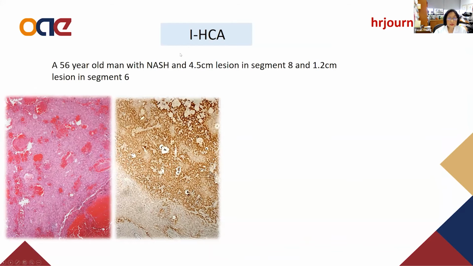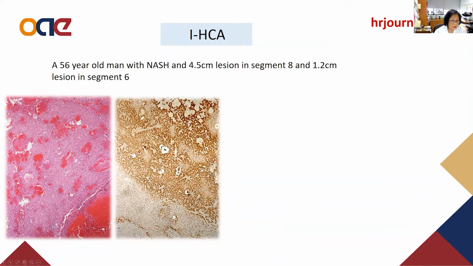The third one is the inflammatory adenoma. In this case, it's a 56-year-old man with NASH. That's a risk factor for inflammatory adenoma. The 4.5 cm lesion in segment 8 and another, smaller one in segment 6.